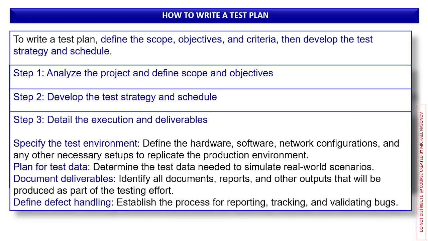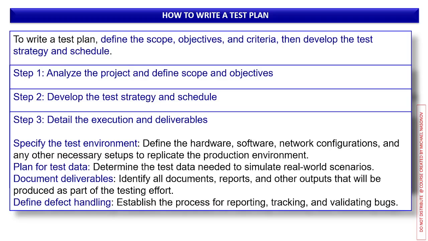Step 3. Detail the execution and deliverables. First of all, you need to specify the testing environment. Define the hardware, software, network configuration, and any other necessary setups to replicate the production environment. Remember, your testing environment is supposed to be an exact replica of the actual production environment.